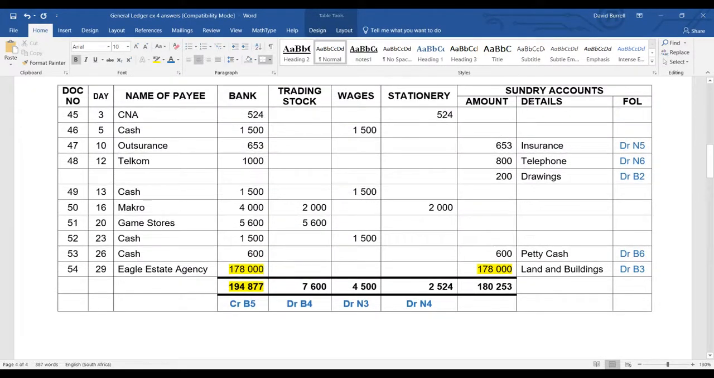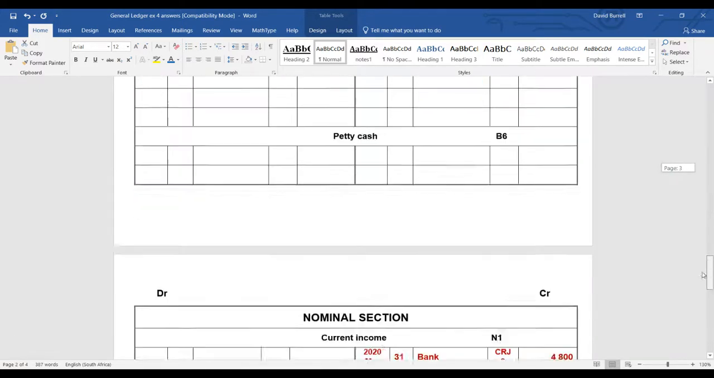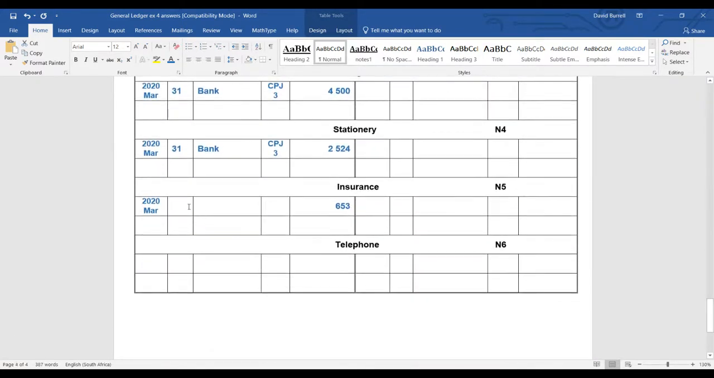So there's this insurance one. If I go across, the date is the 10th. Yeah, the day is the 10th. That's what I need to put here. So if it's not a column total, in other words, it's coming from the sundry accounts column, you need to actually put the specific date on which the transaction happened. It's still bank CPJ3. Okay, let's just keep on going down our sundry column.